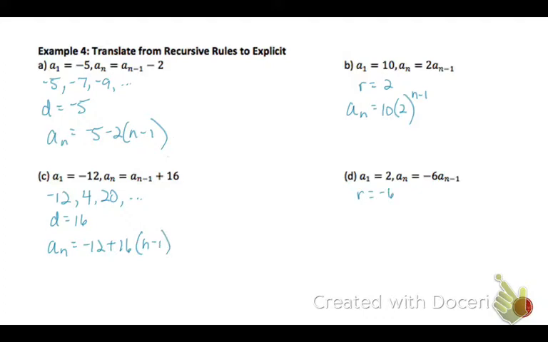And then finally we're back to a geometric sequence example. Our multiplier, our value, is -6, and we're going to change this recursive to an explicit. So a sub n equals our first term 2 times our multiplier -6 raised to the n minus 1.